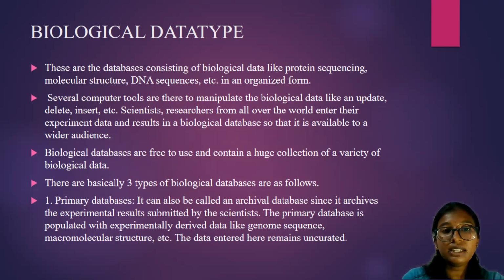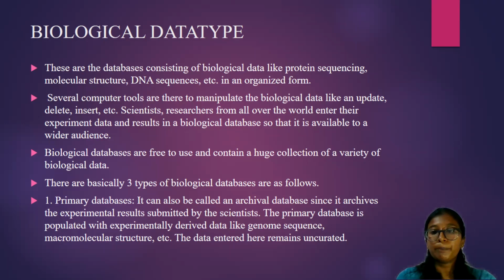There are basically three types of biological database. They are as follows. Primary database. It can also be called an archival database since it archives the experimental results submitted by the scientist. The primary database is populated with experimentally derived data like genome sequence, macromolecular structure, etc. The data entered here is uncurated.